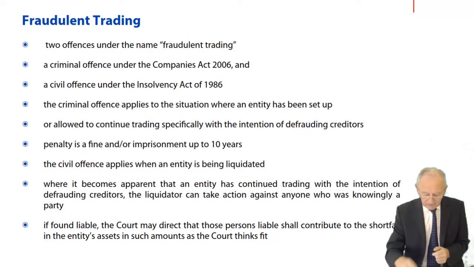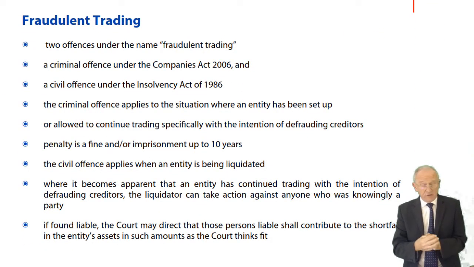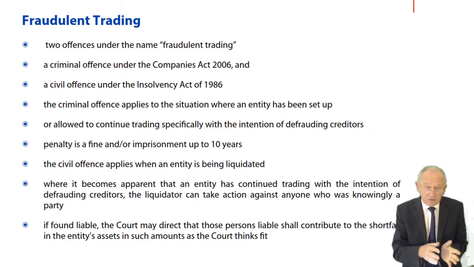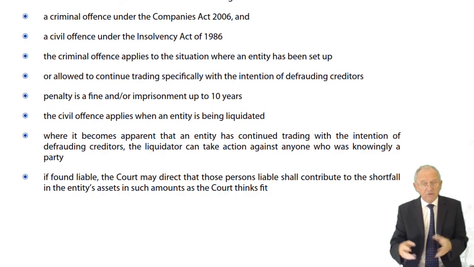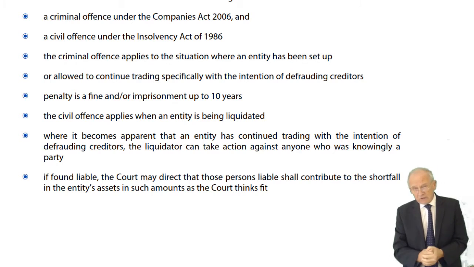The next one is fraudulent trading. And there are two offences under fraudulent trading. There's a civil offence and there's a criminal offence. The criminal offence is under the Companies Act 2006. The civil offence is under the Insolvency Act of 1986.